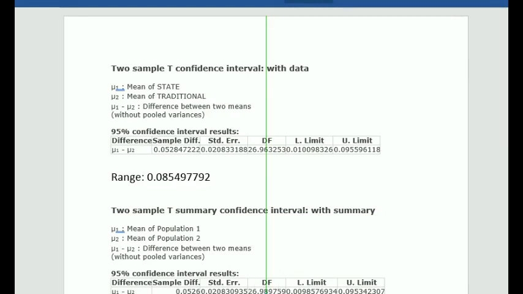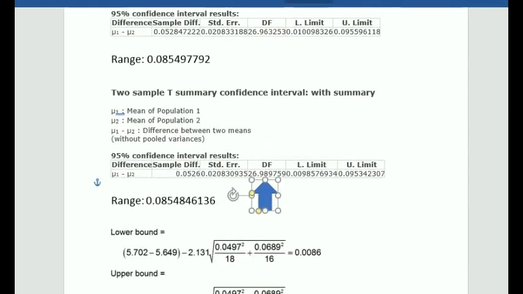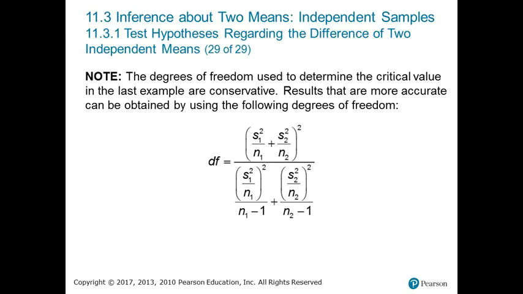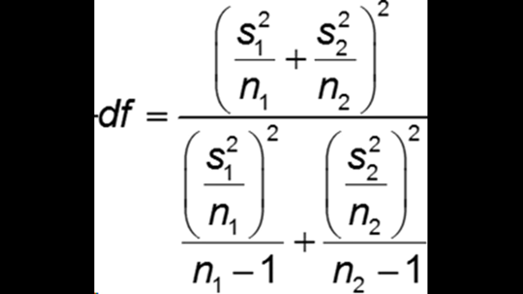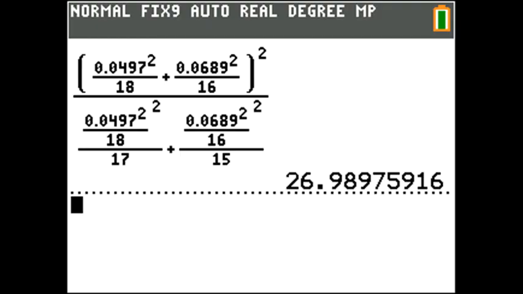But let's just take it. So where does this calculation come from? This technology degrees of freedom. So this is the calculation for determining degrees of freedom that will allow you to get a more accurate result. And as you can see here, I did the calculation on the calculator and I got that 26.989 number for the degrees of freedom.